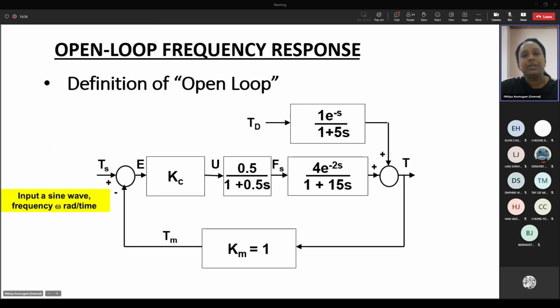Now, open loop frequency response. What do they mean by open loop frequency response? Like I mentioned, this is actually a feedback loop controller system. Okay. But for us to analyze the frequency response, we need to reduce everything into a single input and single output diagram, in which we need to apply the knowledge of reducing a block diagram and then come out with one single block with one input and one output.